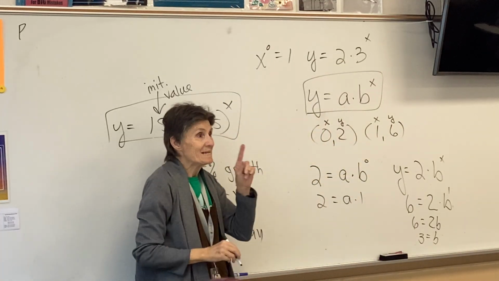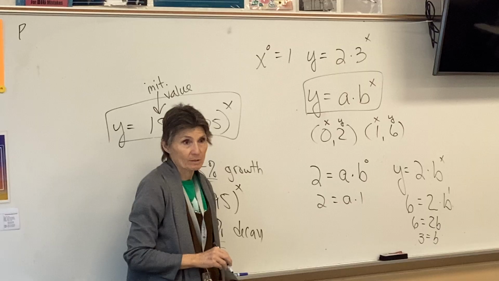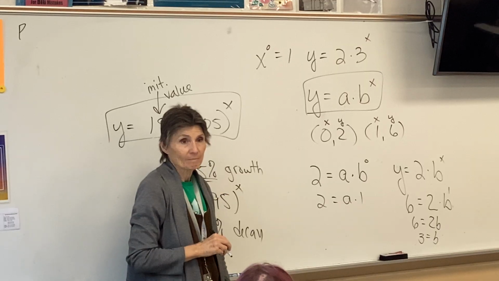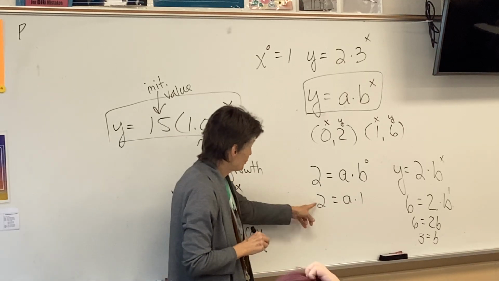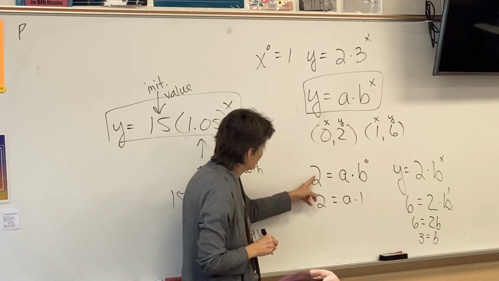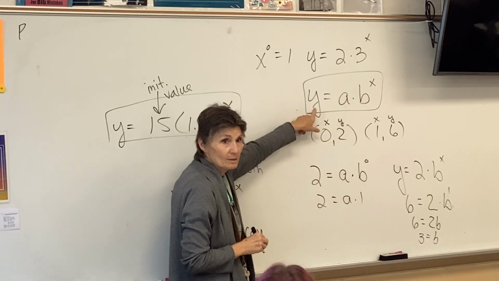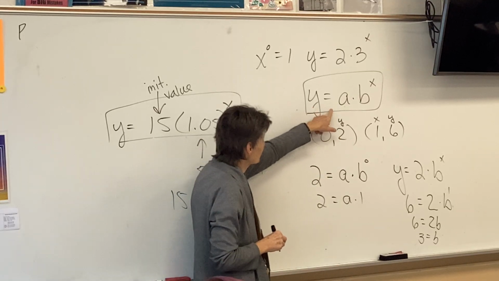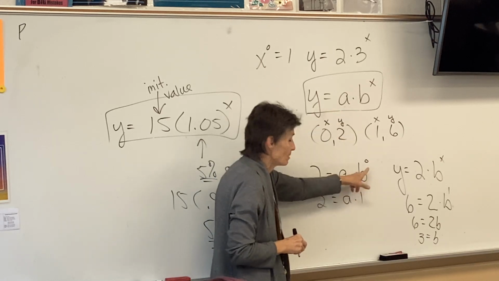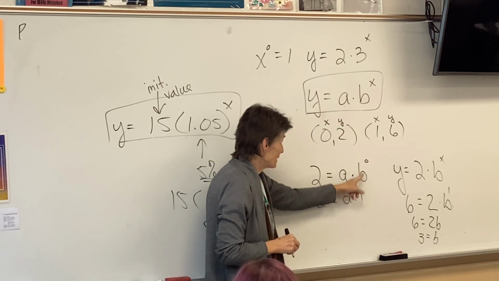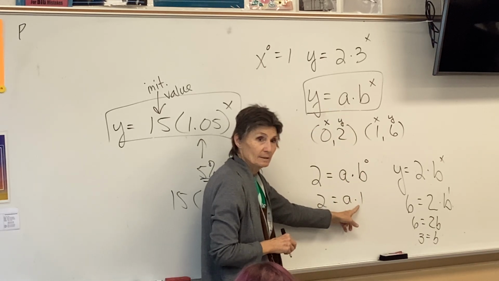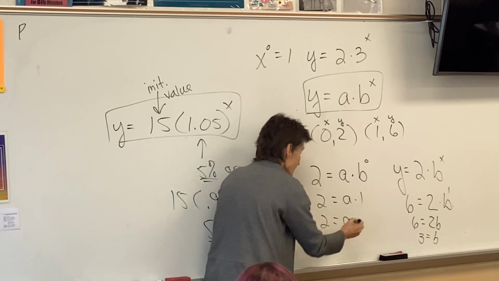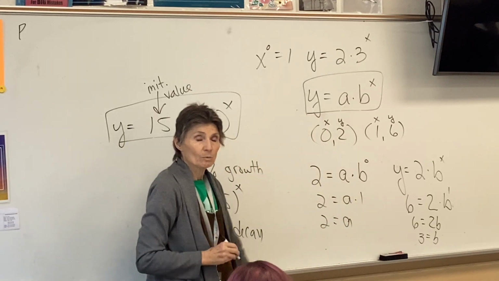No, we never combine those two numbers. How'd you get that 2 again from the first? This 2, it's y. So I plug it in right here. 2 equals a times b to the 0th. But b to the 0th is 1. A times 1 is a. So a equals 2.